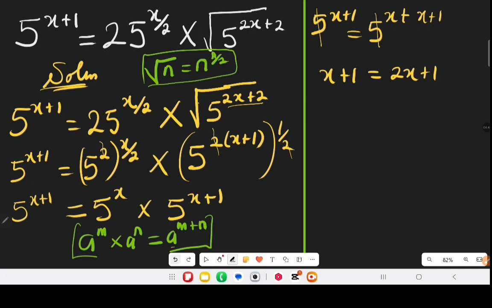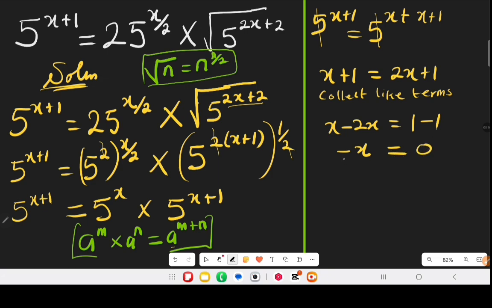Then we continue, we collect the like terms. When we collect like terms, meaning x to one side and numbers to one side, then we have x minus 2x equal to 1 minus 1. And when we do that, x minus 2x gives us minus x equals 1 minus 1 equals 0.